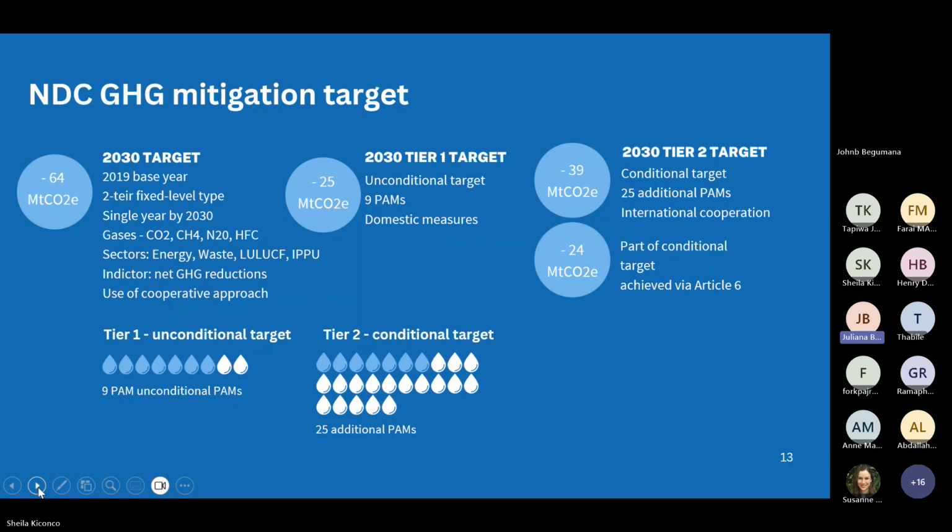So we're also looking at how we can use carbon market or Article 6 to be able to achieve part of our conditional target. And we're looking at reducing our emissions by 24 million tons CO2 equivalent with Article 6. Next slide, please.